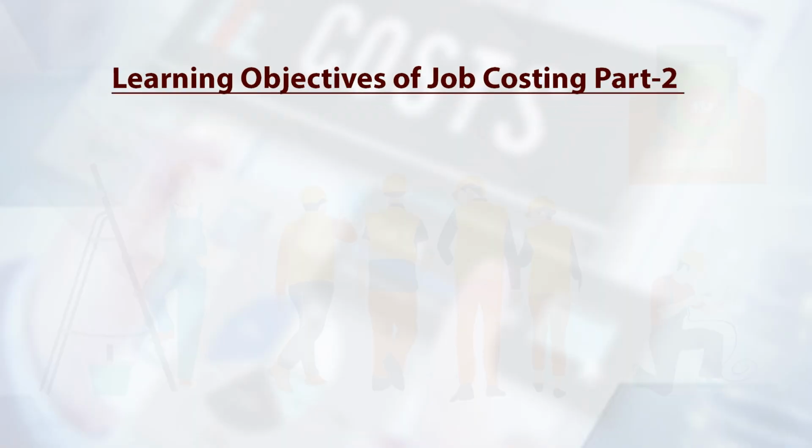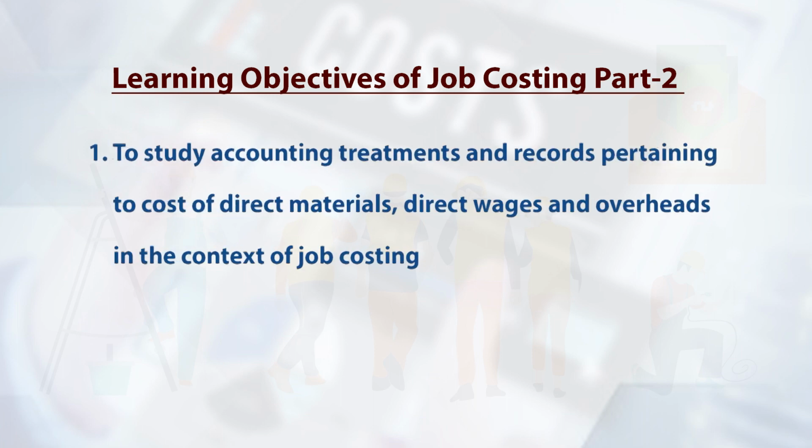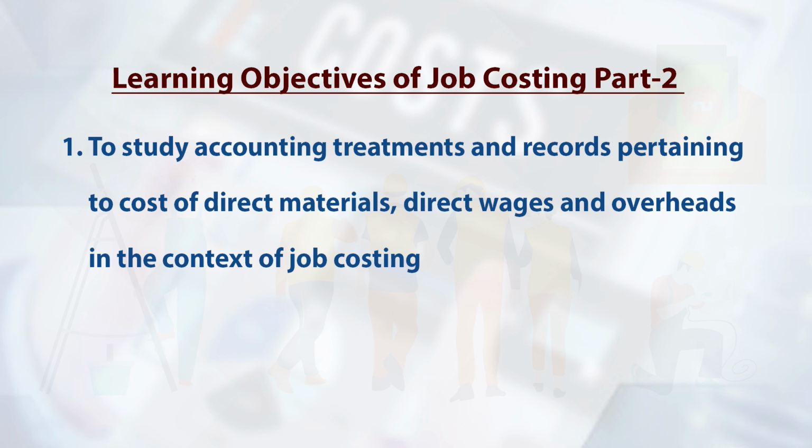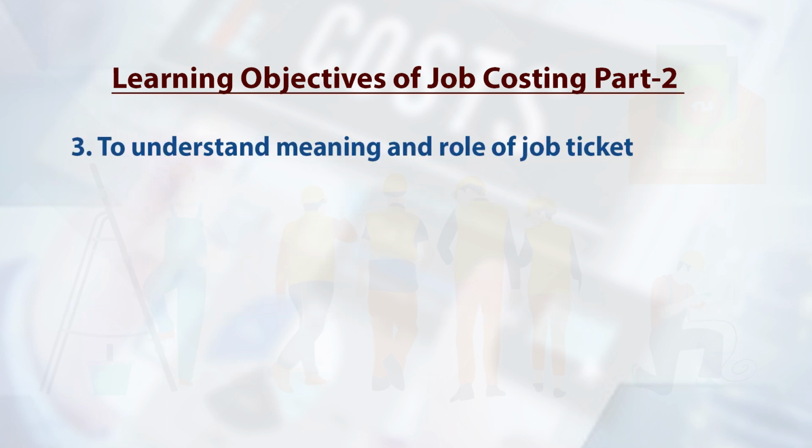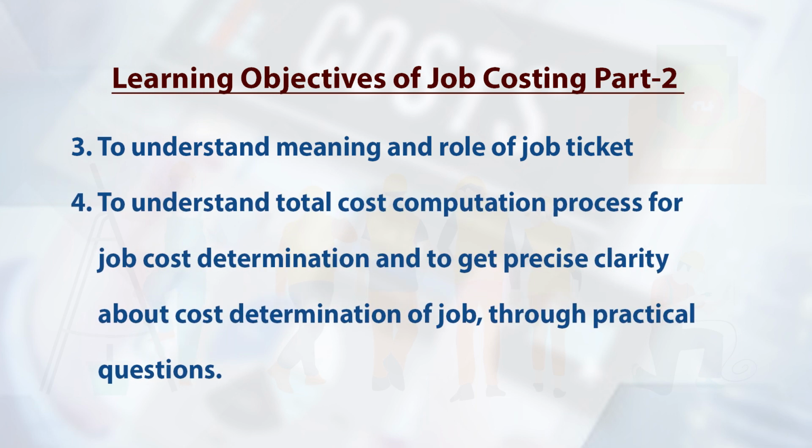Now, learning objectives of job costing Part 2 are number 1, to study accounting treatments and records pertaining to cost of direct materials, direct wages and overheads in the context of job costing. Number 2, to understand basic difference between job costing and contract costing. Number 3, to understand meaning and role of job ticket. Number 4, to understand total cost computation process for job cost determination and to get precise clarity about cost determination of a job through practical questions.